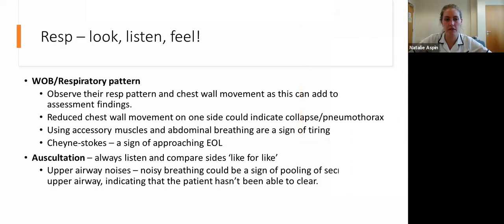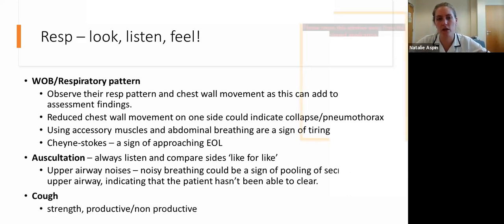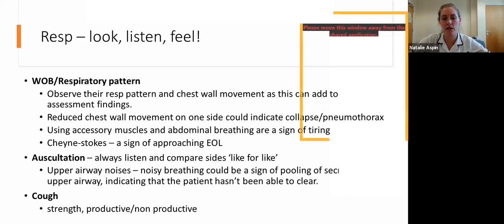Again, auscultation. We all know to auscultate, don't we? And I think this comes back to the pieces of the puzzle. Auscultation won't tell us everything, but it's a piece of the puzzle. So have a look, have a listen, get your hands on, have a feel. Can you feel any tactile fremitus? Can you feel less thoracic expansion on one side compared to the other?